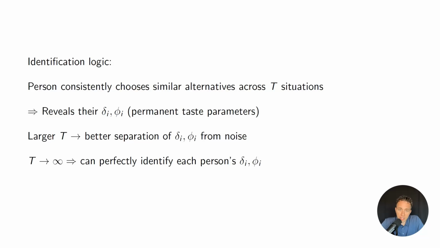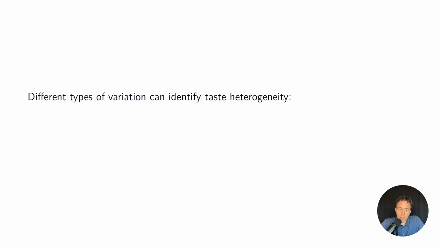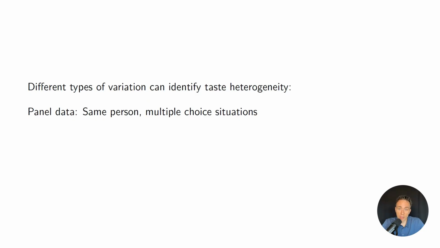And if we have an infinite number of choice occasions that we can observe, then we can perfectly identify each person's individual parameters. But we can also think about other forms of hierarchical data beyond just panel data. So different types of variation can be used to identify taste heterogeneity. It's not only panel data, but panel data is the most natural way to think about this, because in panel data we have the same person over multiple choice situations, and if we just assume preference stability, then that's a very natural and intuitive way to think about it.